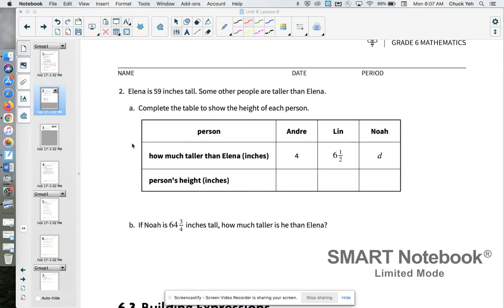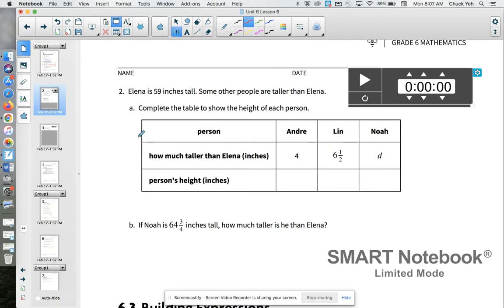All right. Elena is 59 inches tall. Some other people are taller than Elena. Complete the table to show the height of each person. So she's 59 inches tall. How much taller than Elena? 4 inches. So 59 plus 4. So that would be 63. 6.5. So 59 plus 6.5 is 65.5. Right?